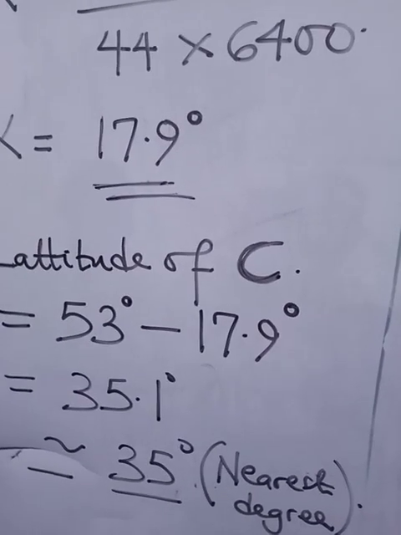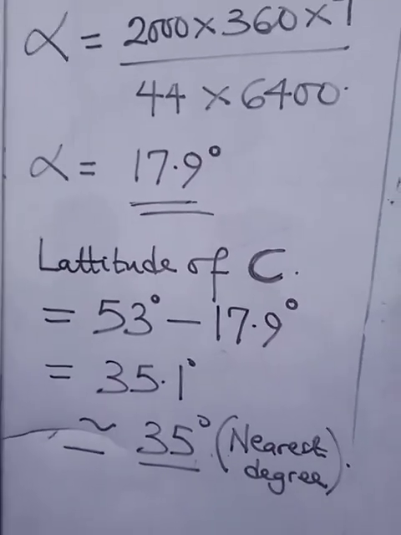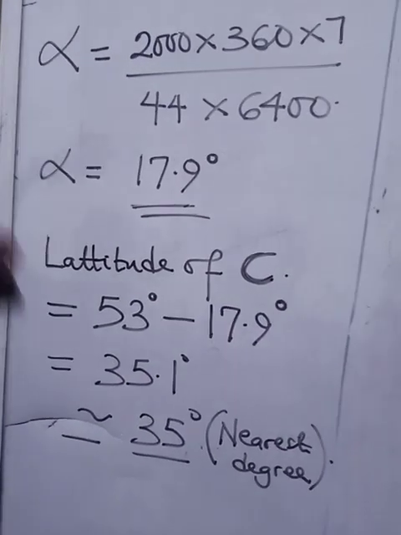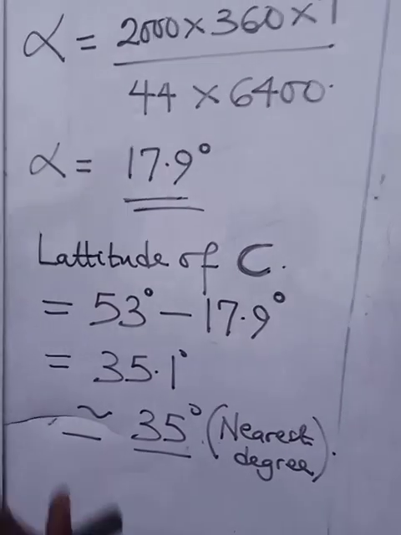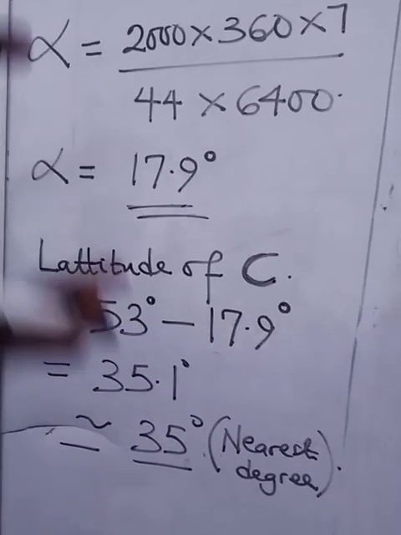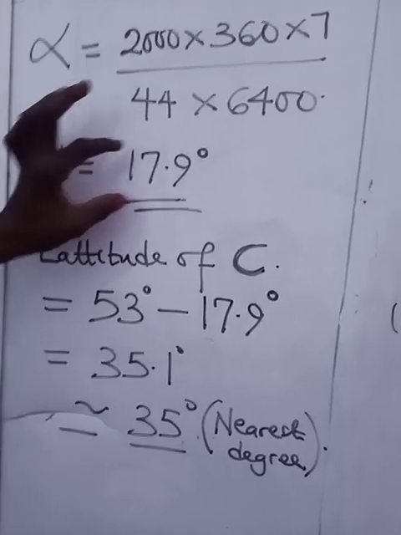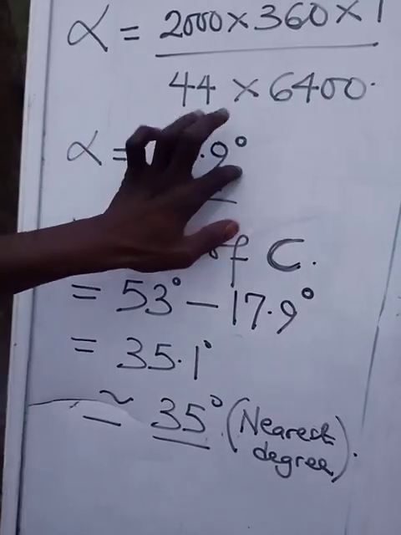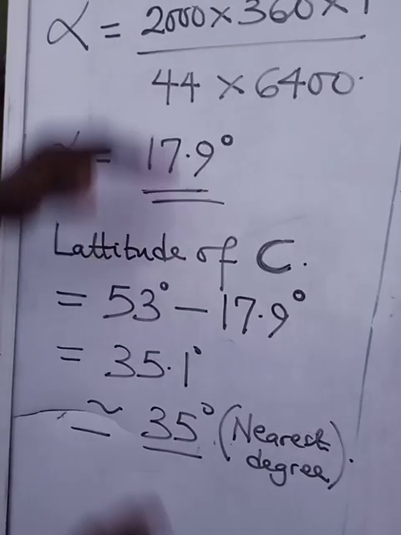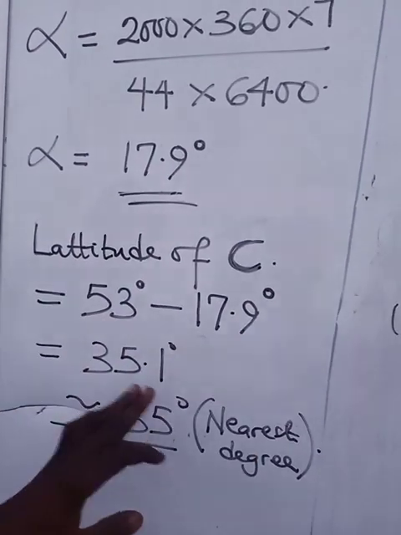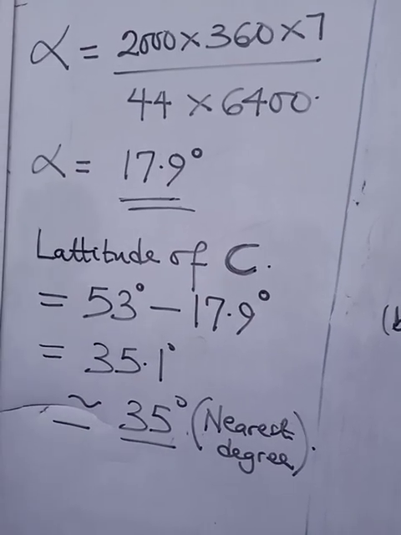Now, how did you get this? I explained angular difference the other time. If they're on the same side, it moves a bit downward. When you're on the same side, you subtract: 53 minus 17.9. B and C are on the same side, so you subtract. That's how we got this. I hope that is clear.